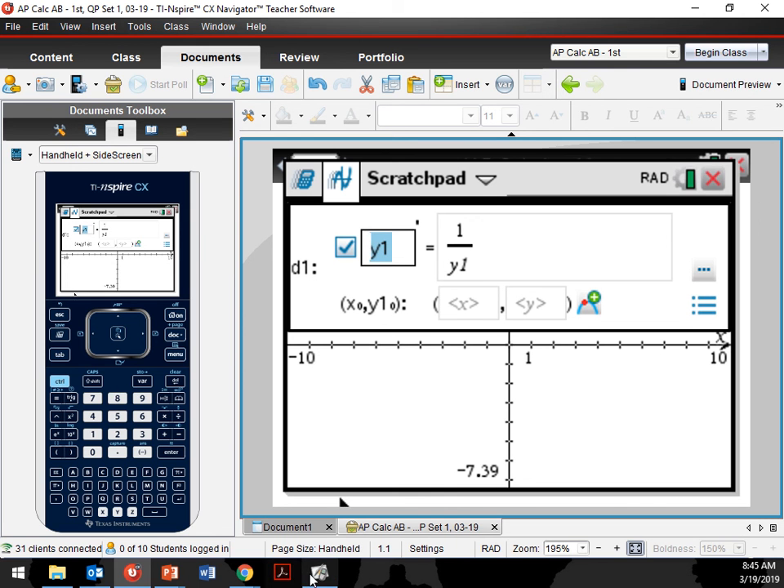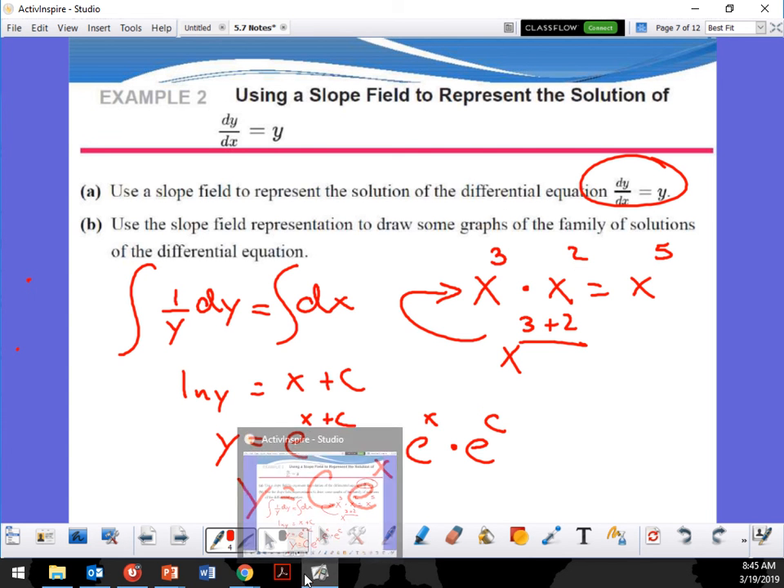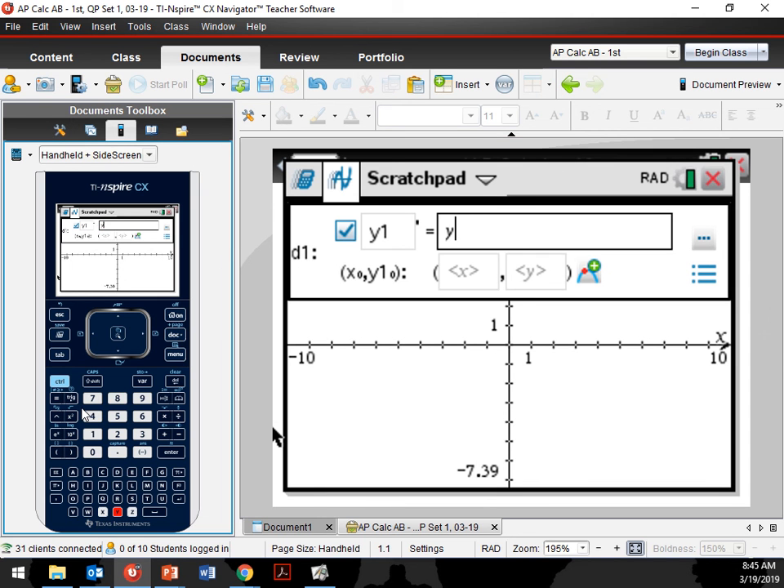What was my problem again? Oh my goodness, did I? Just y. Dang it. Okay. Oh, okay. So same thing. Oh man, I graphed the wrong one. But anyway, same reason. So this is just going to be y1. There we go.